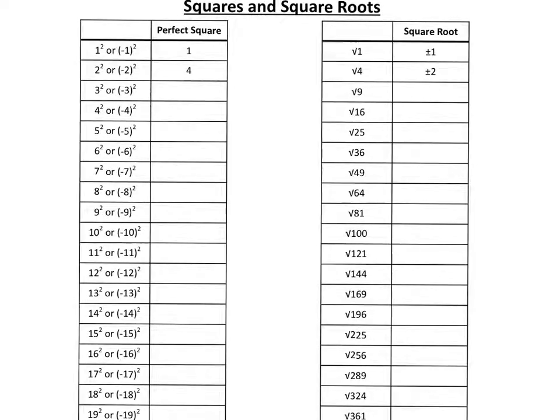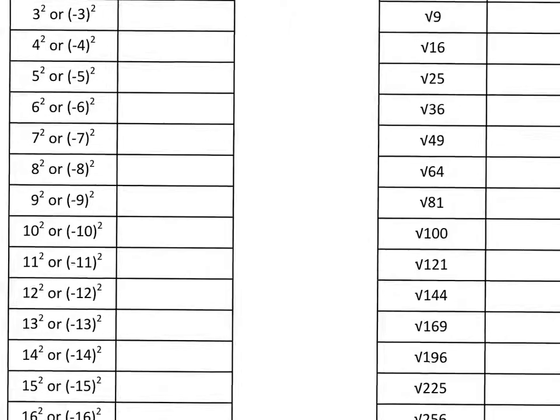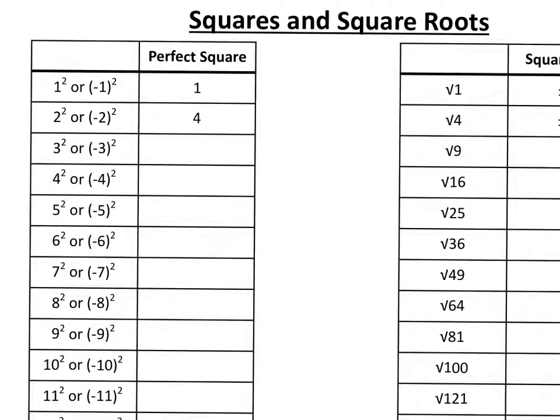Now you'll notice that here we have a list of squares and square roots. First couple on each is done for you. So for the perfect squares, we have 1 squared or negative 1 squared. That's going to end up being 1, because 1 times 1 is 1, and so is negative 1 times negative 1. And for 2 squared or negative 2 squared, we get 4, because 2 times 2 is 4, and negative 2 times negative 2 is 4. And 3 squared or negative 3 squared would be 9.